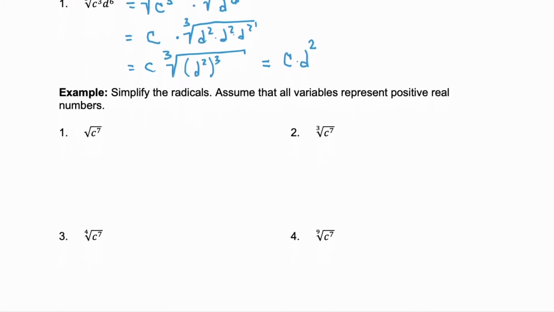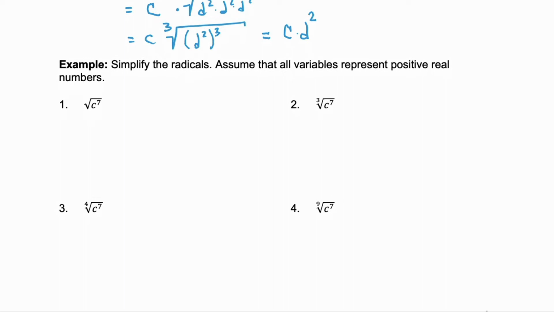Let's look at a few more examples where we need to simplify the radicals. Remember, we're assuming that all of our variables are positive. So what we're trying to do is pull out as many factors as we can. This one I'll write out in a little more detail so that you can see the visual of it. So the square root of c to the 7th. This is saying c times itself 7 times.